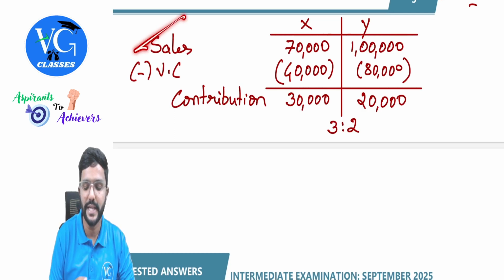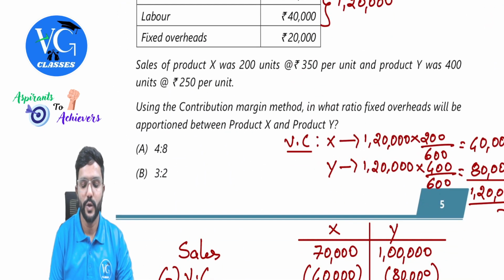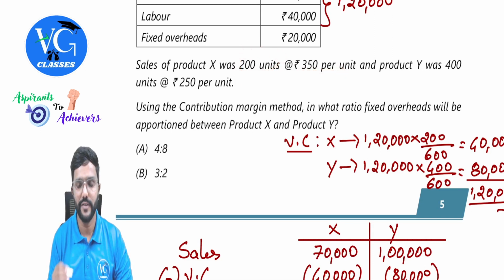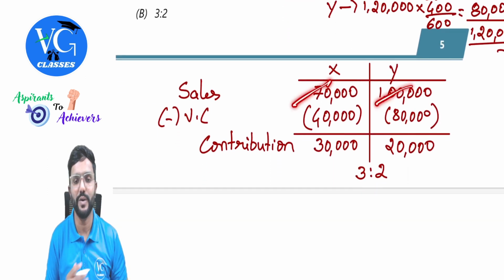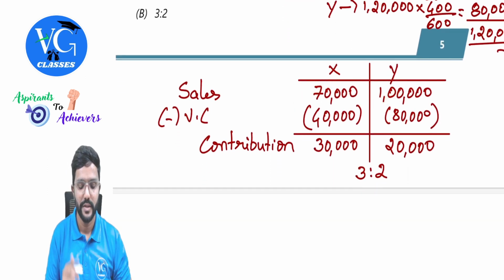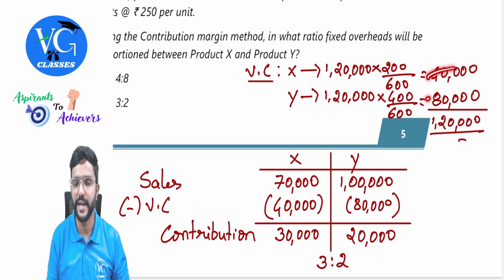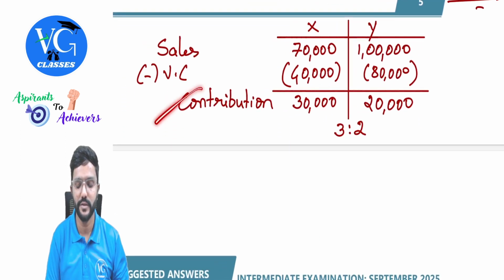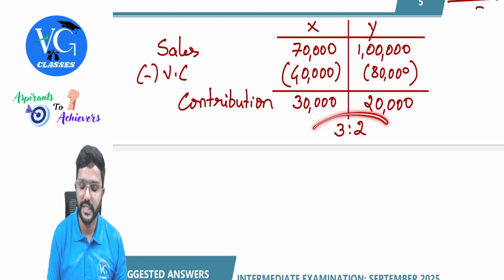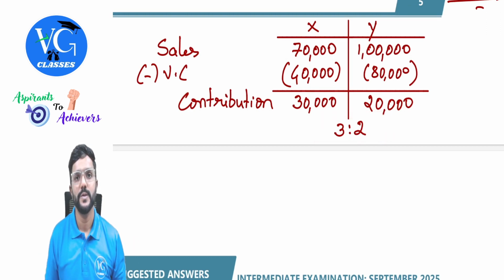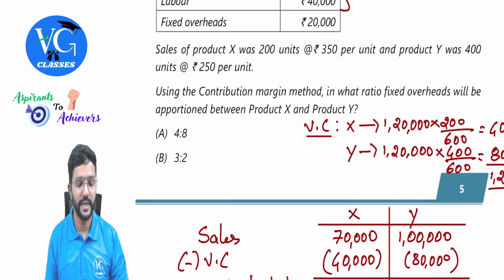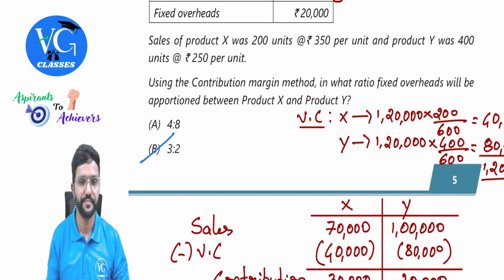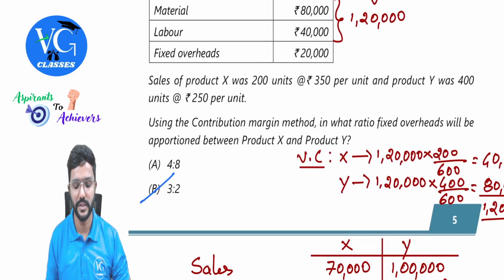Now let us calculate the contribution for X and Y. How do we calculate sales, sir? 200 units into 350 for X, and for Y, 400 units into 250. So we'll get 70,000 and 1 lakh sale value for X and Y. Then variable cost, 40,000 and 80,000, reduce it. We will get contribution 30,000 and 20,000. So we'll simplify it to 3:2. So fixed overhead will be apportioned between the joint products in the ratio of contribution, which is 3:2. So the answer is option B. For the 12th question, the answer is option B.